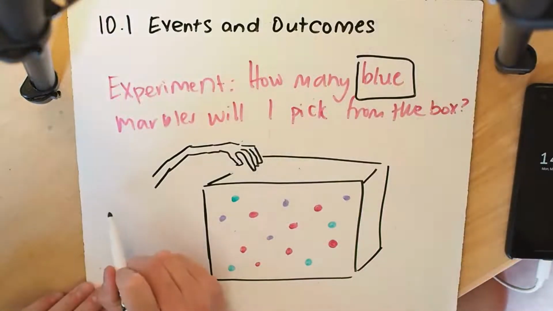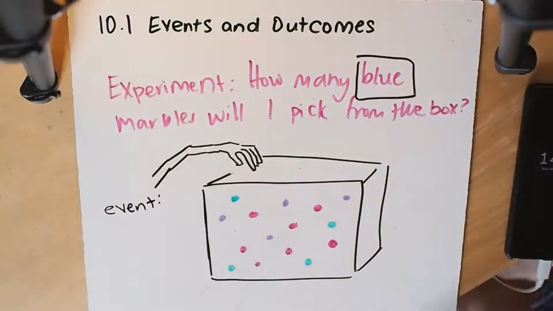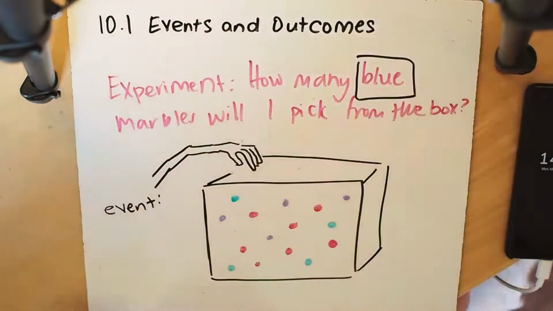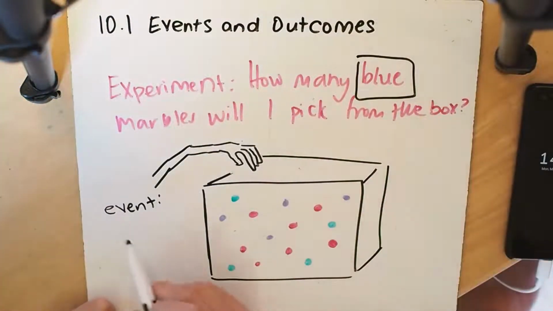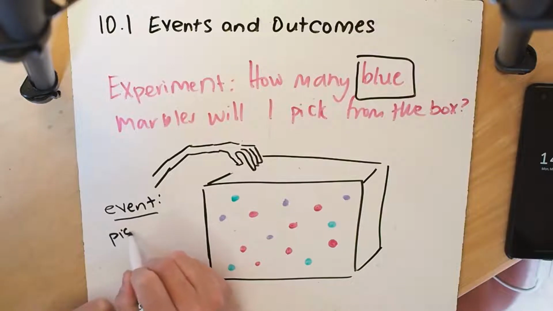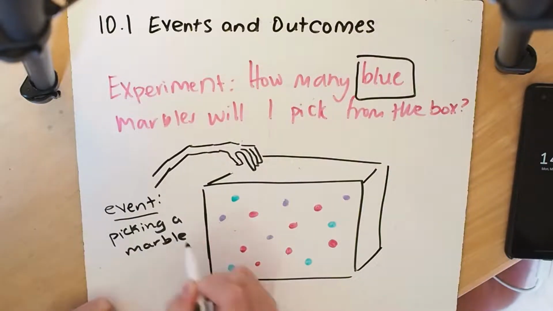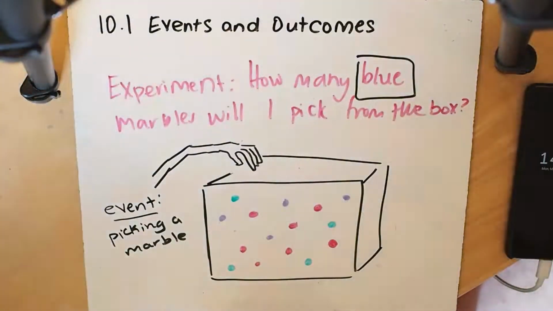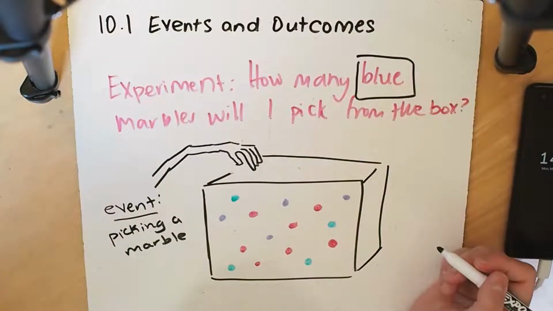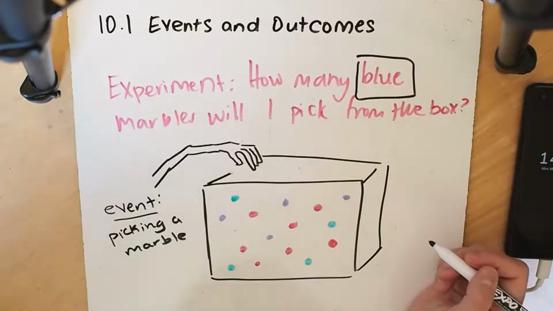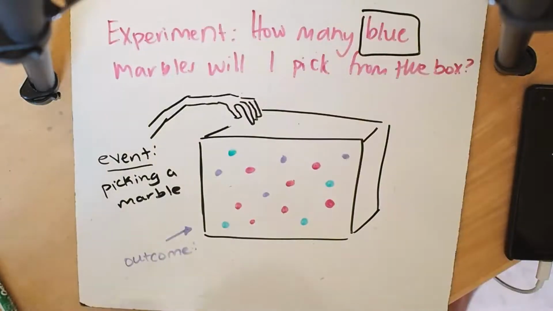In this case, the event is me sticking my hand into the box to pick a marble. So the event is simply picking a marble. So you can kind of tie it with the idea that at the moment that you're choosing something, that is an event, it's something that happens, and it will have results. Let's talk about our outcomes.